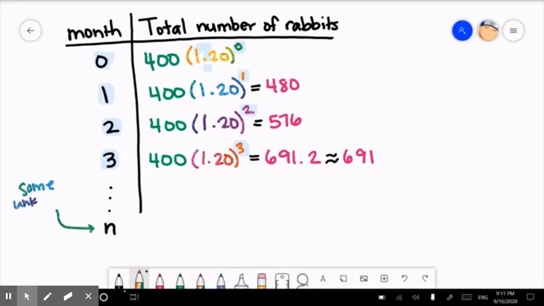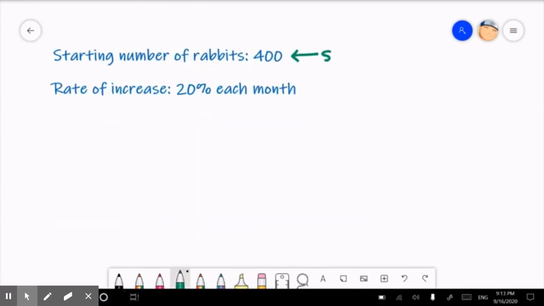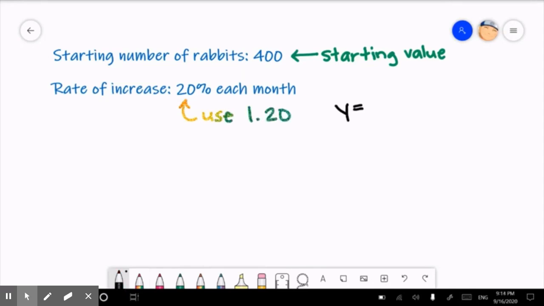And so now we can start creating a general formula for some unknown number of months. So we can write 1.20 to the nth power. Notice also that 400 is in each of these expressions, so I can include it in my general expression here for n. And that 400 is coming from our starting value. As for the 1.20, we find that from the 20% each month. And we can write a general expression for this scenario.